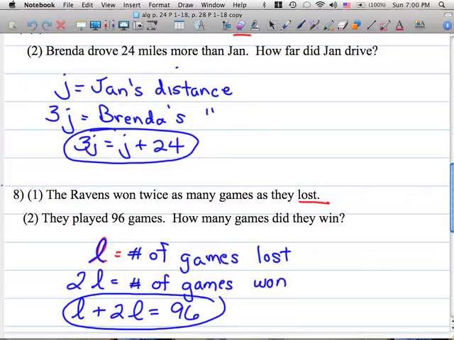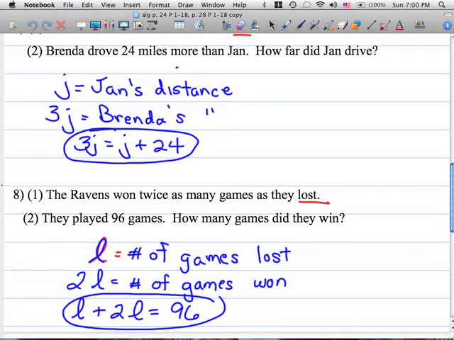Problem number 8 says the Ravens won twice as many games as they lost. Second statement, they played 96 games. How many games did they win? First sentence will help me set up my unknowns. The last thing mentioned was lost.